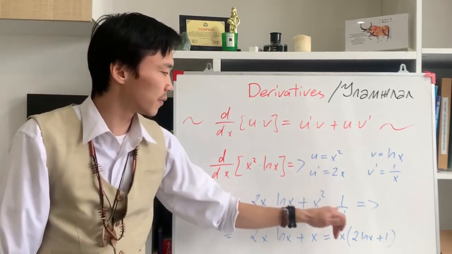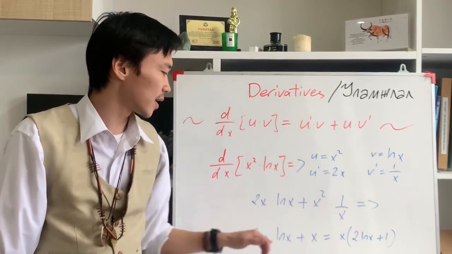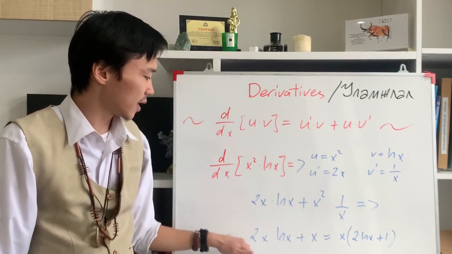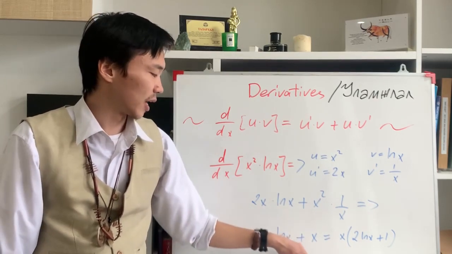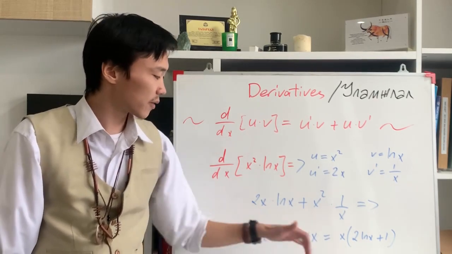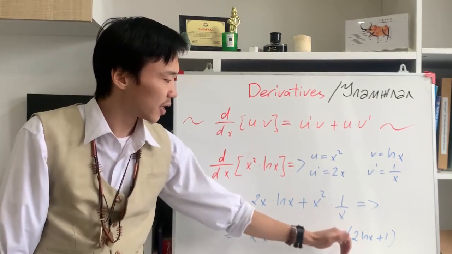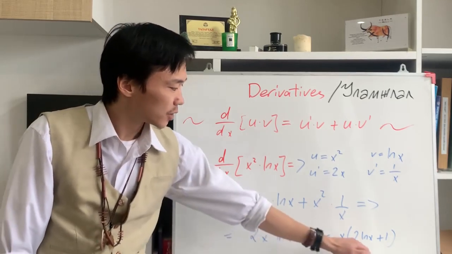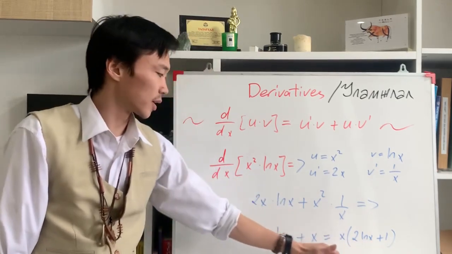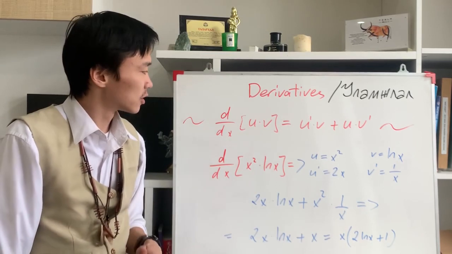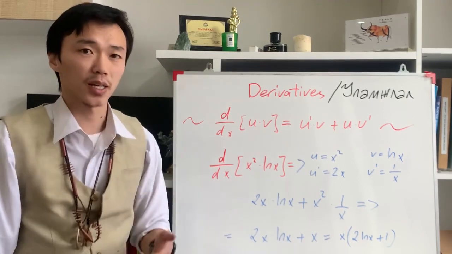So we can simplify this, and we can write like this: 2x times ln x plus x. And you can factor out the GCF, and you can take out x here, and it's going to leave you with 2 ln x plus 1. So that's how you use the product rule.